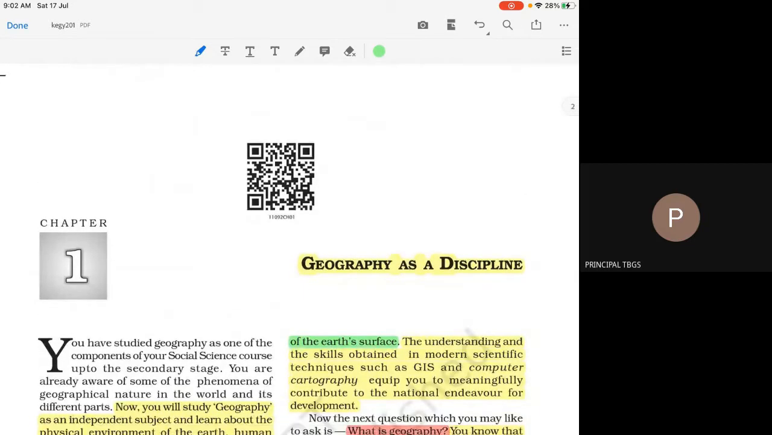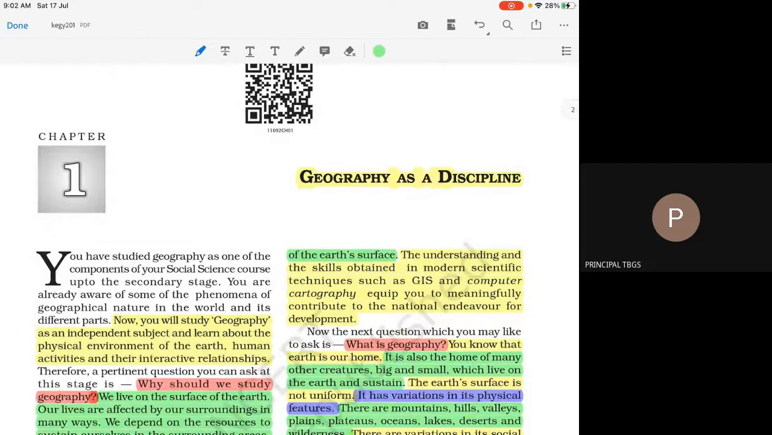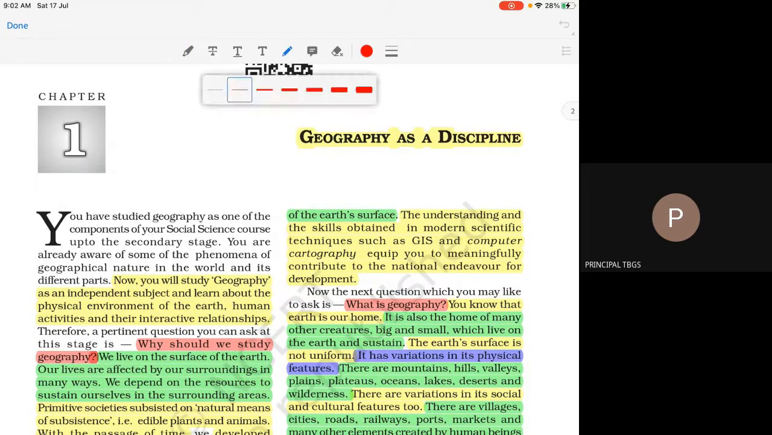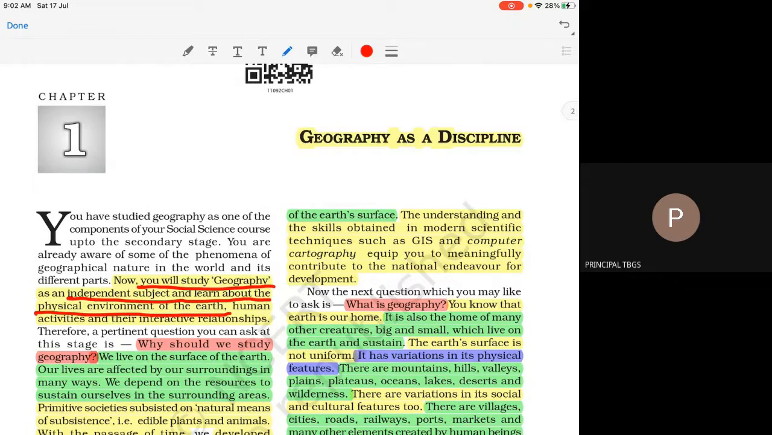So let's start with the first chapter, geography as a discipline. I told you earlier that in this chapter you will study geography as an individual, independent subject and learn about the physical environment of the earth. Till now we have studied geography as a part of social science, but after class 11th you will study it as an independent subject. You will learn about the physical environment of the earth.